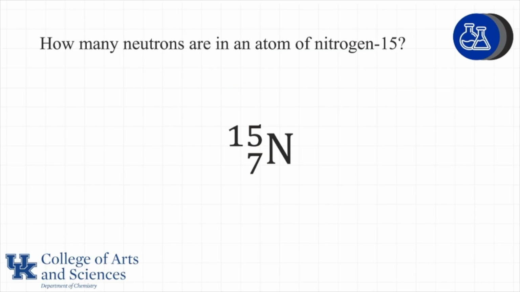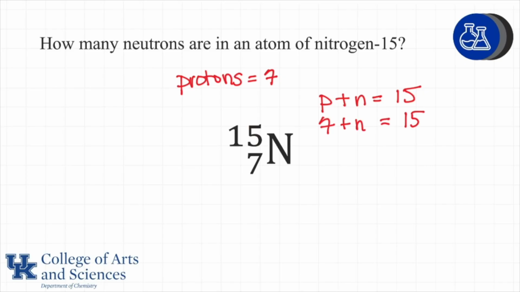How many neutrons are in an atom of nitrogen-15? So we have 7 protons, which we determined on the previous question, and we know that the protons plus neutrons equal the mass number, which in this case is 15. Therefore, we can solve for the number of neutrons and find that we have 8 neutrons.